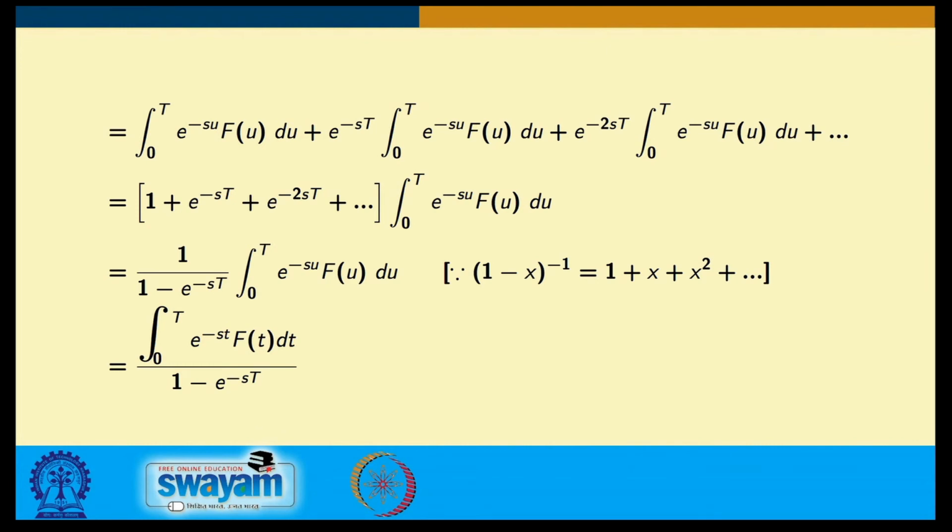Like this way I will get a series: 1 plus e power minus sT, e power minus 2sT, and so on. This series is nothing but 1 by 1 minus e power minus sT, into the integral from 0 to T of e power minus s u du, which I can write as the integral from 0 to T of e power minus s t into f(t) dt. Actually, this capital T will be the small t, because here it is small t into f(t) dt.